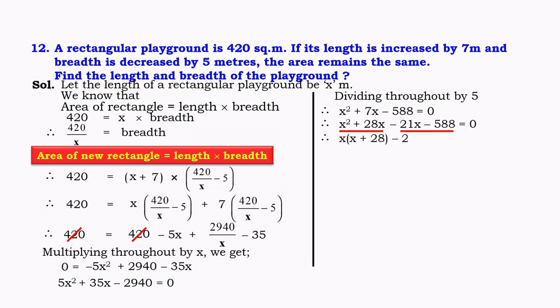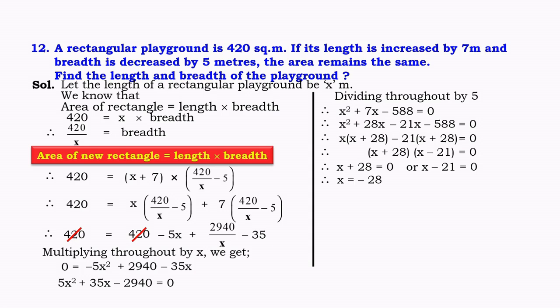Grouping the terms, x multiplied by (x plus 28) minus 21 multiplied by (x plus 28) equals 0. Taking the common factor, (x plus 28) multiplied by (x minus 21) equals 0. Therefore, x plus 28 equals 0 or x minus 21 equals 0. This gives x equals negative 28 or x equals 21.